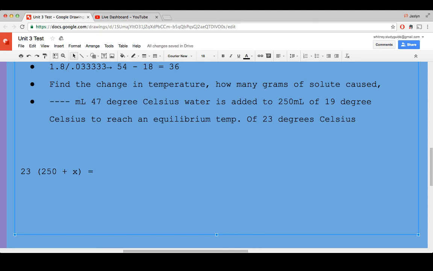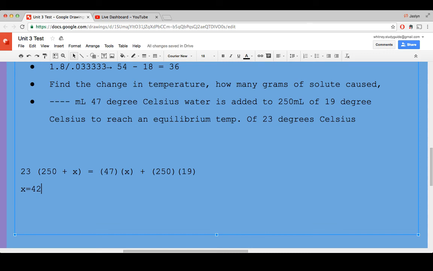I'm asked, did I ever finish the part on the specific heat of the metal? If you didn't get the question, I will go there right after this one. So you don't know how much of the 47 degree water there is, so you just put X for that, plus 250 times 19 degrees. And if you solve for X, it's just 42.